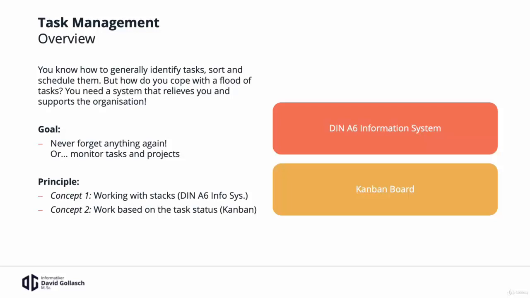The first one is the DIN A6 information system, or as well called memo card system, Infotop system, DAISY. There are multiple names for it. So we take a look at this one and a second one. This DIN A6 information system is as well very helpful if you would like to combine it with the Getting Things Done system by David Allen, but it's not necessary to combine this. It's just an idea here.